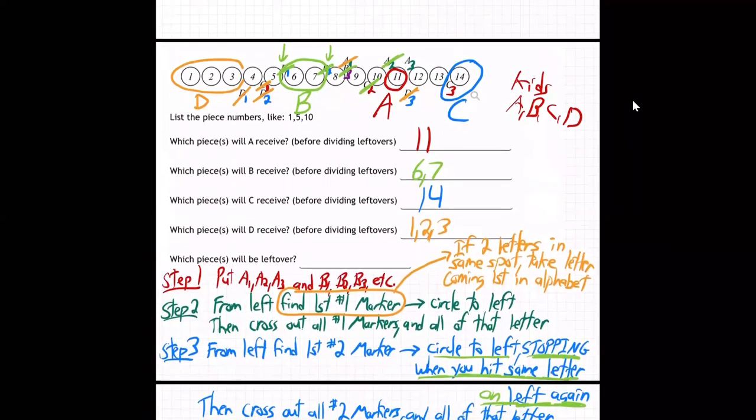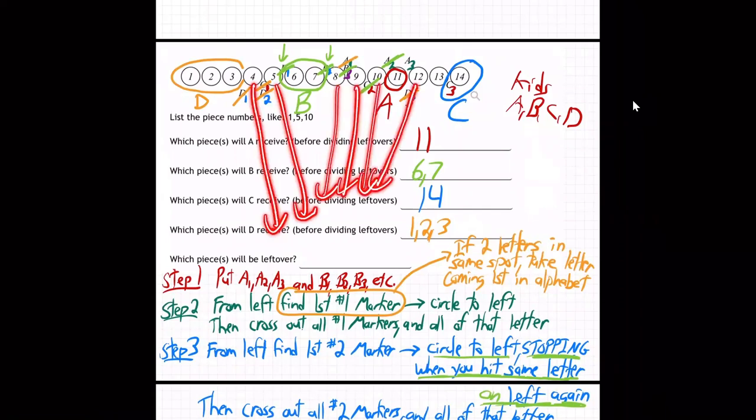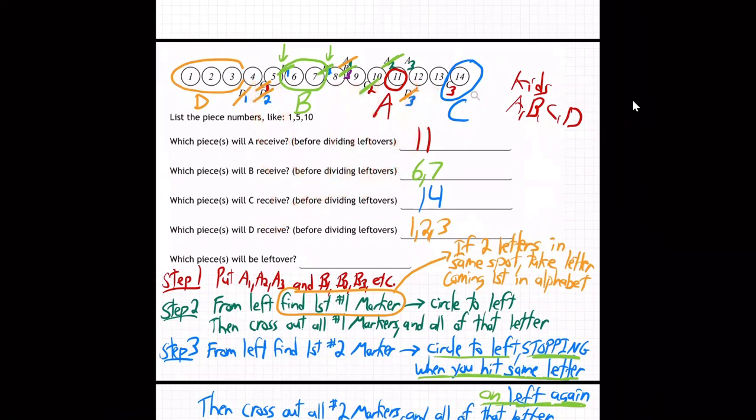Okay, now which ones are left over? Which ones are not circled? Well, 4, 5, 8, 9, 10, 12, 13, a lot of them, huh? So I'll write those down. 4, 5, 8, 9, 10, 12, and 13. That's a lot of candies. All those are left over.